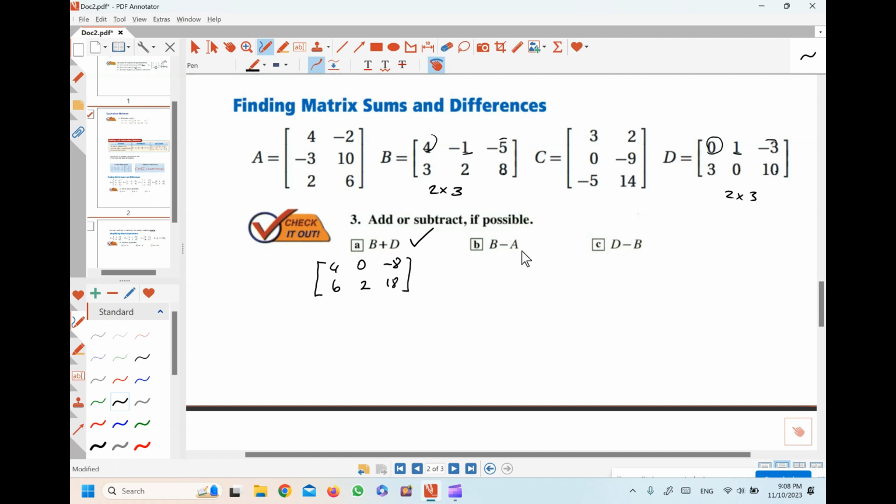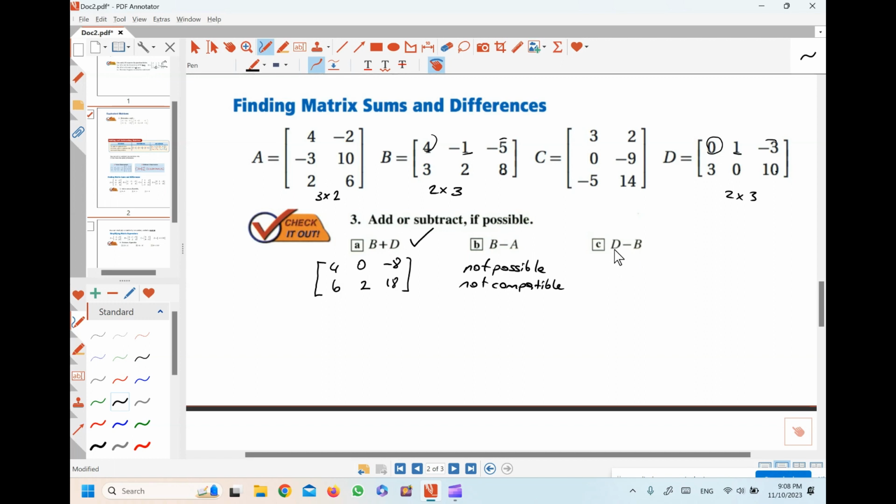What about B minus A? B minus A. The dimension of B is 2 by 3. Dimension of A is, we have 1, 2, 3 rows and 2 columns. 2 by 3 is not the same as 3 by 2, so they are not compatible for adding. So it's not possible. We say not possible or not compatible for adding. What about subtraction?